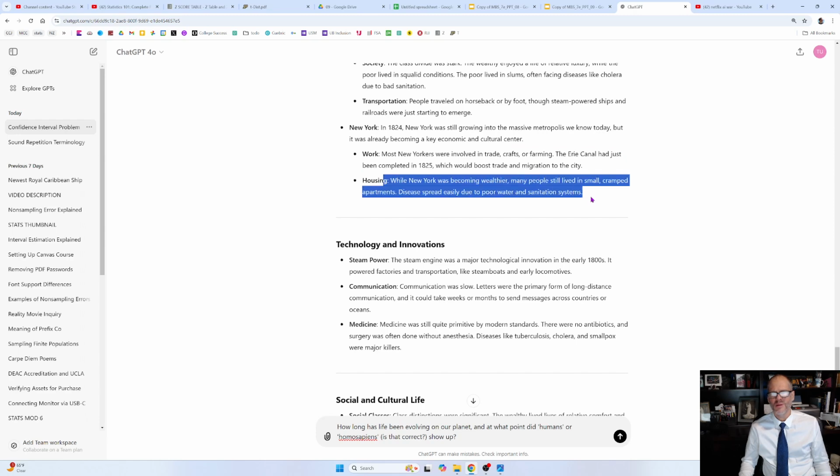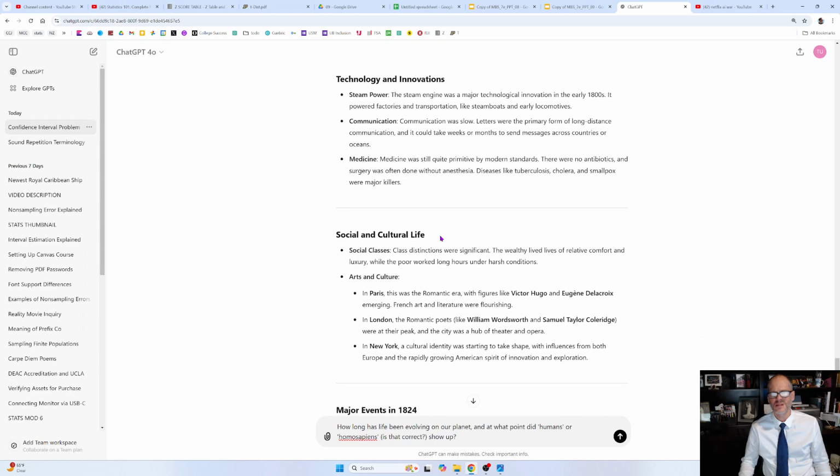While New York was becoming wealthier, many people still lived in small, cramped apartments. Disease spread due to poor water and sanitation systems. Technology, steam power. The steam engine was a major technological innovation in the early 1800s. It powered factories and transportation, like steamboats and early locomotives.